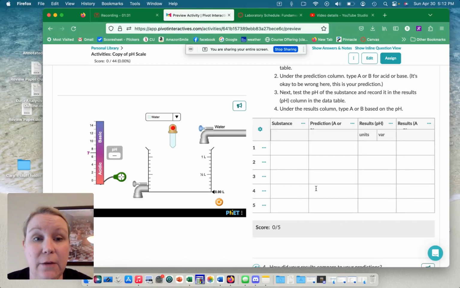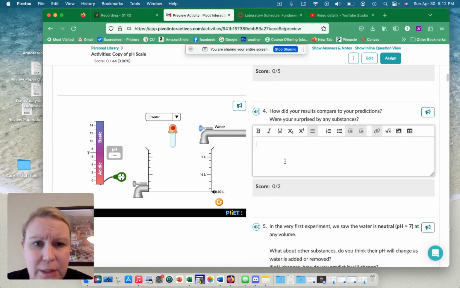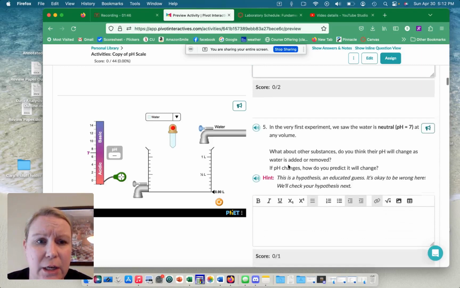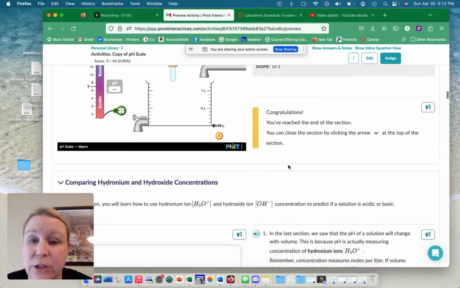Now, obviously, if your prediction is wrong, that's totally okay. You didn't know. So it's okay if you predict a base here and then you have an acid here. It's totally fine. So the next thing we're going to talk about, and so you'll answer those questions there, and then you'll go through and you'll finish that section.